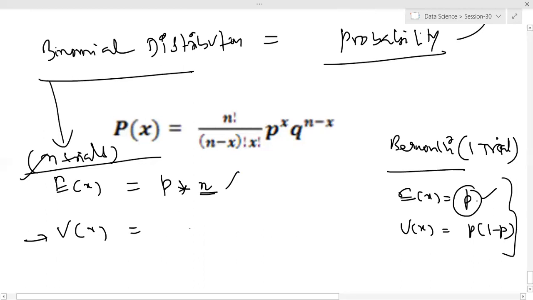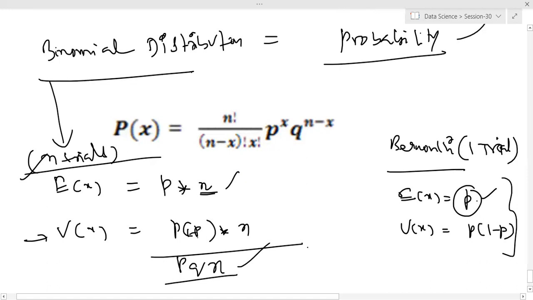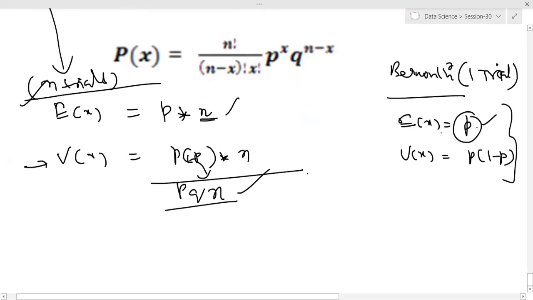Think through on the same lines. This remains the same: P into 1 minus P into N. That's all. Or else P, Q, N, because 1 minus P you can refer to as Q. It is that simple, friends, don't worry. Just by seeing this N, there is nothing to fear, because in Bernoulli we have only one trial, whereas in binomial we have N trials.